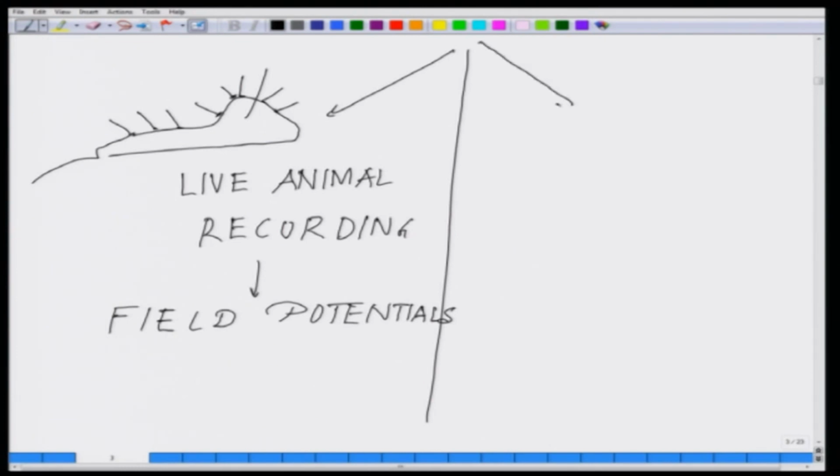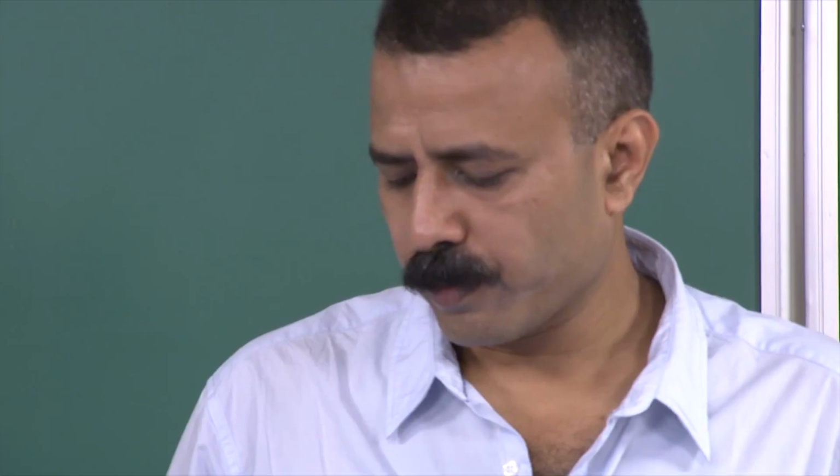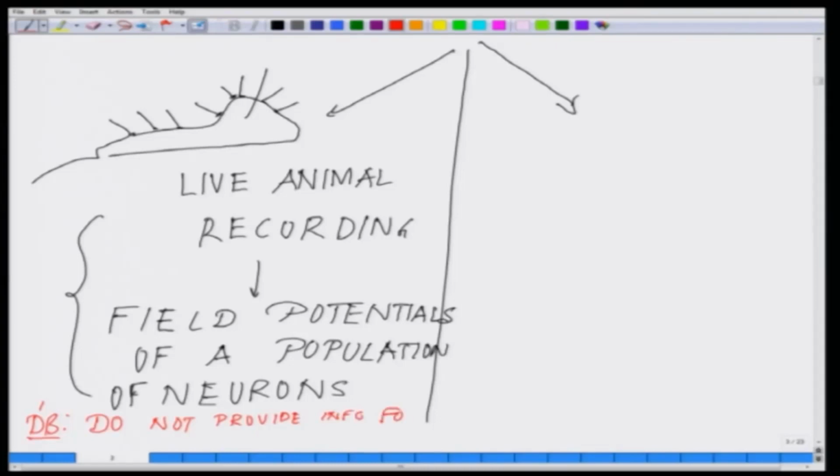The other set of recording out here, you cannot do it in the live animal. So, this will give you field potential of a population of neurons. So, the drawbacks, if I had to say the drawback, just putting drawback as dB, do not provide information for cellular event.